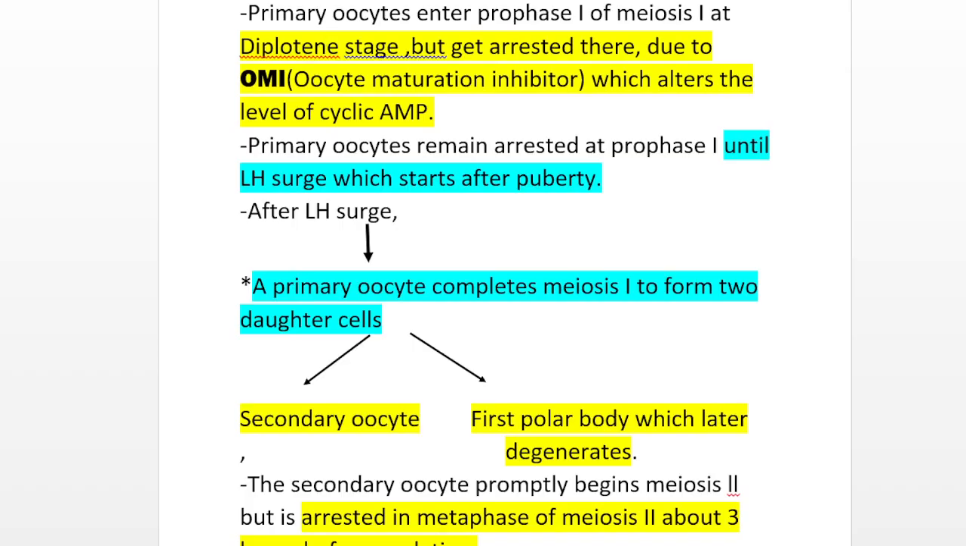Now, this formed primary oocyte enters prophase I of meiosis I, but at the diplotene stage it gets arrested due to oocyte maturation inhibitor, or OMI, which alters the level of cyclic AMP, cyclic adenosine monophosphate. This primary oocyte remains arrested at prophase I until the LH surge occurs, which happens only after puberty. In females, the luteinizing hormone surge occurs after menarche, when menstruation starts.